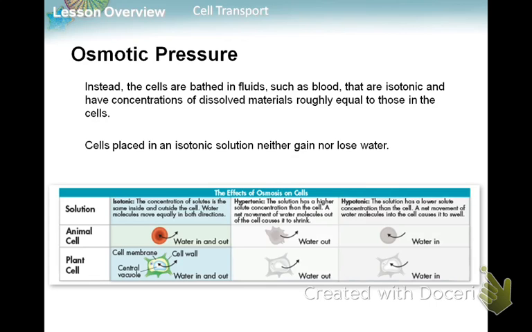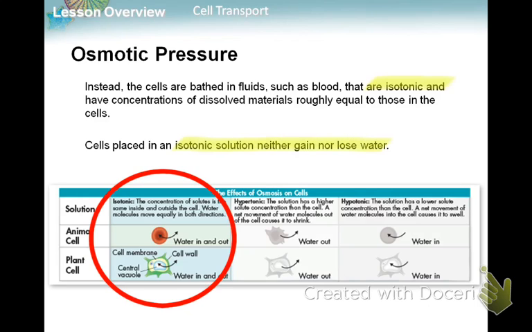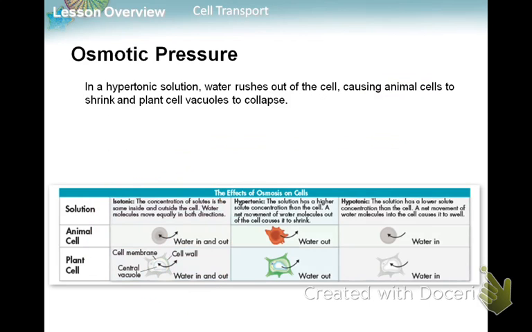In large organisms, the cells are bathed in fluids such as blood that are isotonic, and they neither gain nor lose water. Finally, in a hypertonic solution, water rushes out of the cell, causing animal cells to shrink and plant cell vacuoles to collapse. That's what you see here.